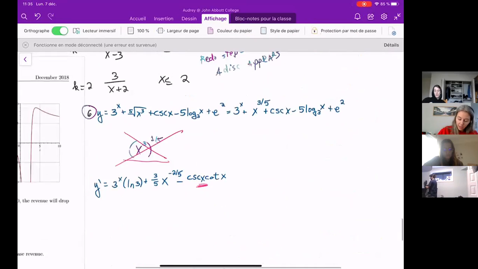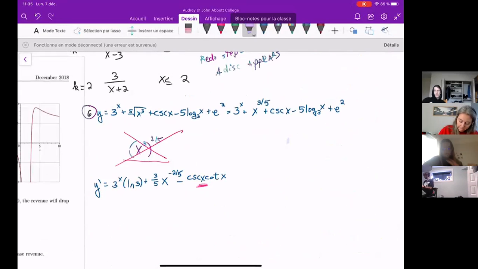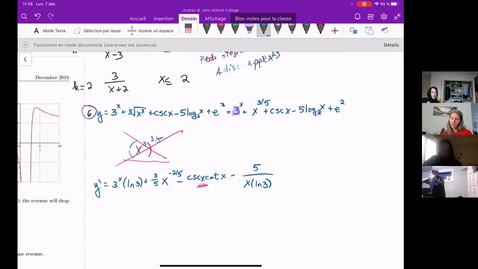Okay, so then we'll keep going, minus 5 over x. And again, my base is 3, so I need that ln 3. We always do ln of the base. So ln 3, what's the derivative of e squared? It is nothing. It's 0. This is my final answer.